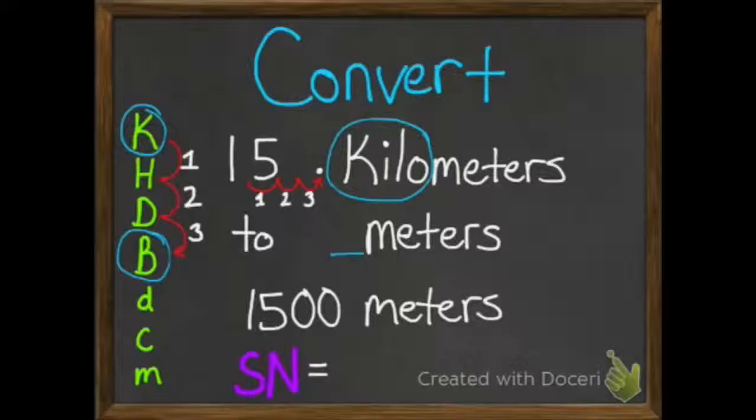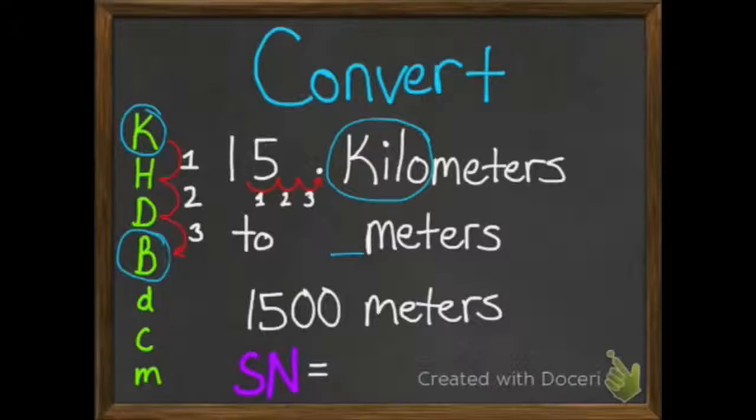Now we're moving down. Remember, when you move down, you have to move your decimal point to the right. When you move up, you have to move your decimal point to the left. Here we're moving down, so we move our decimal point to the right, which gives us 1,500 meters. At the second and third movement of our decimal point, there's nothing there, so we need to add in those zeros to make the 1,500 meters.